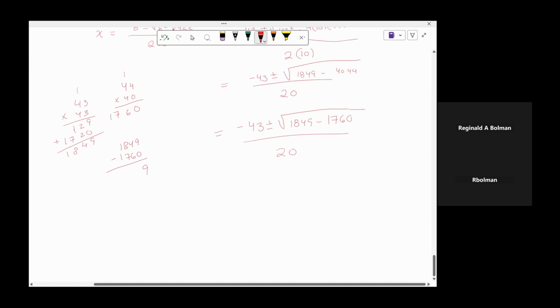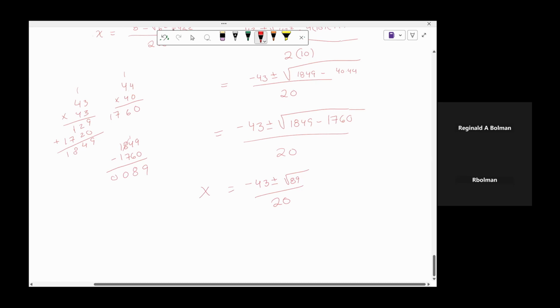9 minus 0 is 9. Borrow a 10. 14 minus 6 should give you 8. 7 minus 7 is 0. 1 minus 1 is 0. So you get negative 43 plus minus the square root of 89 all over 20. That is what our x is equal to.